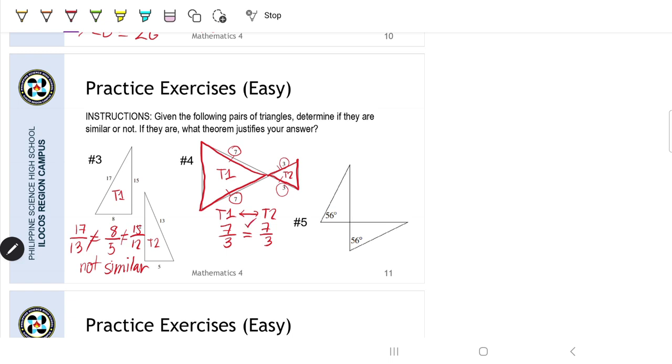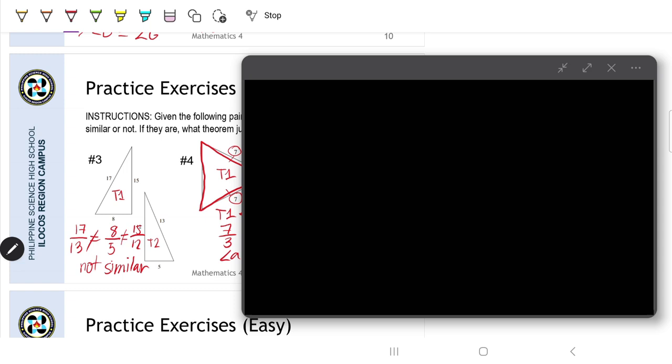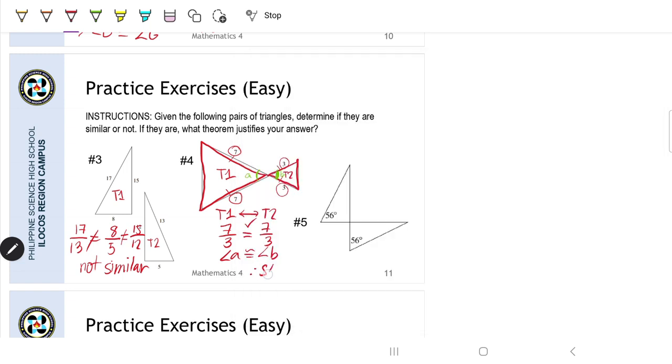So there is a proportion of the corresponding sides. And since we have here a pair of vertical angles, we can say that angle A and angle B are also congruent. So angle A is congruent to angle B, and those two angles are included angles. Therefore, by SAS similarity theorem, we can say that T1 is similar to T2. And lastly, for number 5, no labels again. Let's label them as T1 and T2.